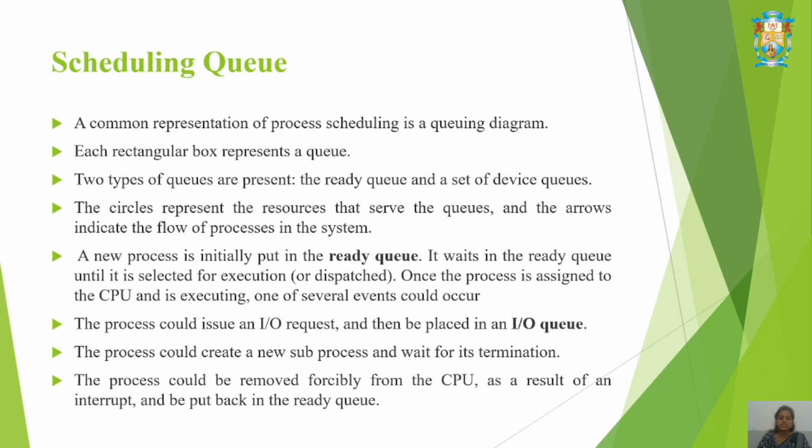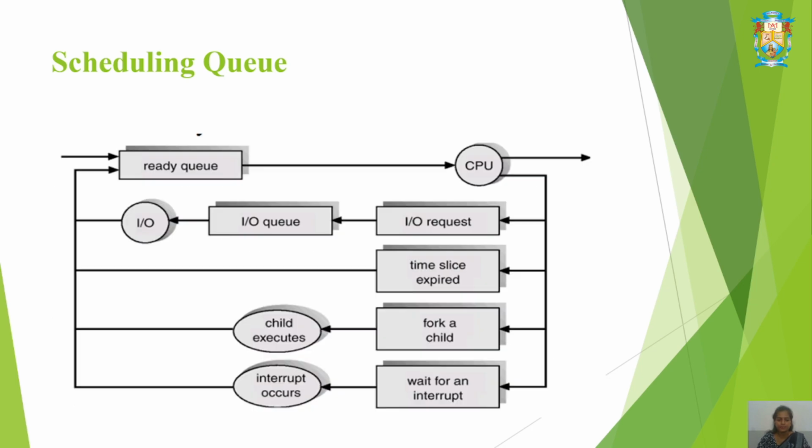And the last, the process could be removed forcibly from the CPU as a result of an interrupt and put back into the ready queue. When the process that is running on the CPU has been stopped forcibly, in such cases also, it has to wait in the ready queue.